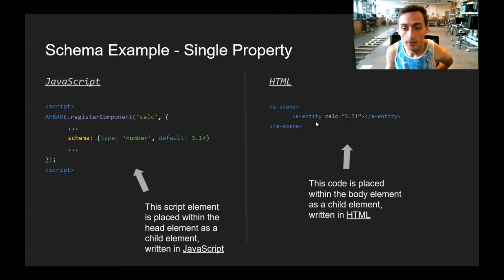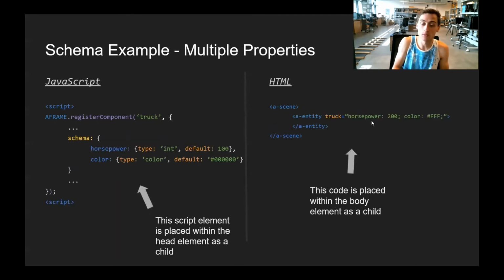On the right-hand side, this is what you would see in the body of your HTML file. You have your A-entity, and you can apply your component or attribute to any A-entity or scene or object or whatever. You'll notice as an attribute, I'm calling calc equals, and it's single property, so I'm only giving it a value. In this case, I'm assigning it the 2.71 number.